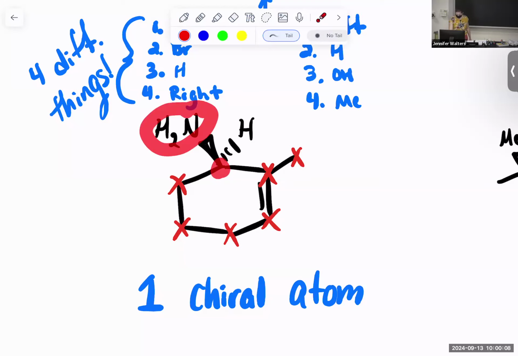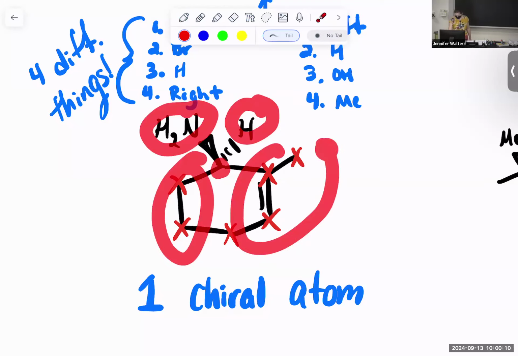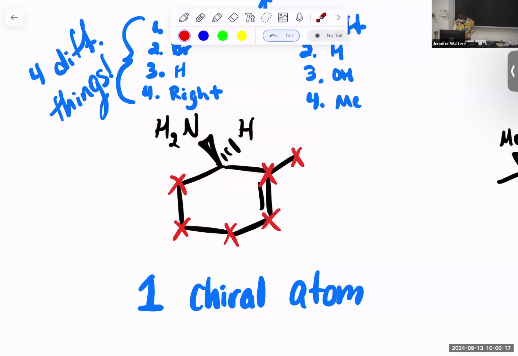I see that I have the amine, the hydrogen, the left side and the right side, and the left side and the right side are not equal to each other. So that is a chiral atom. That is the 1 chiral atom.